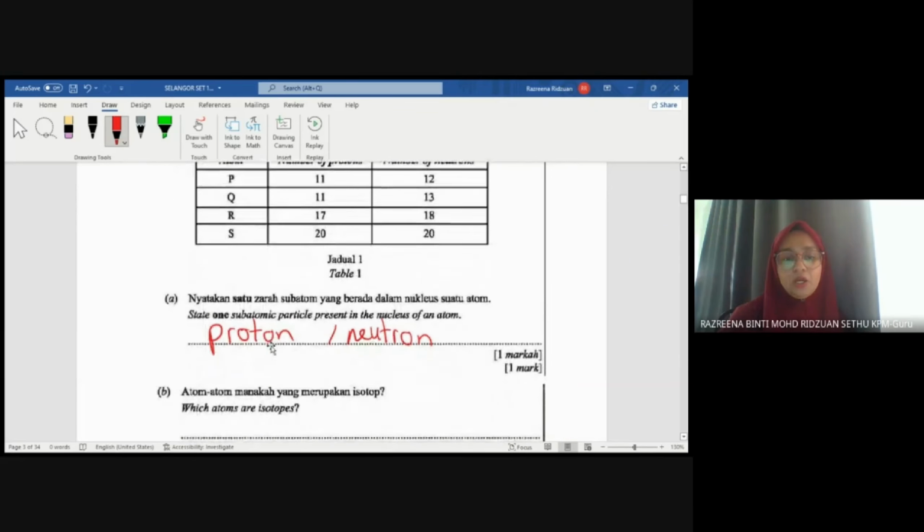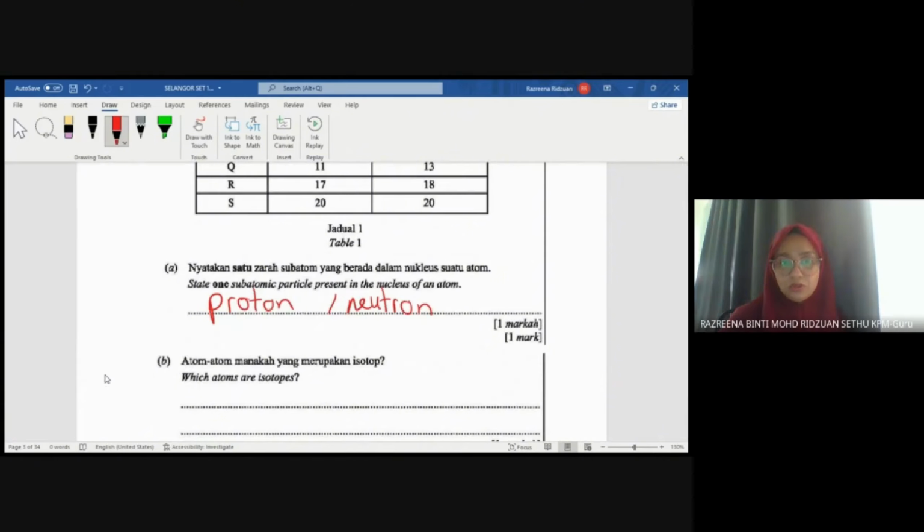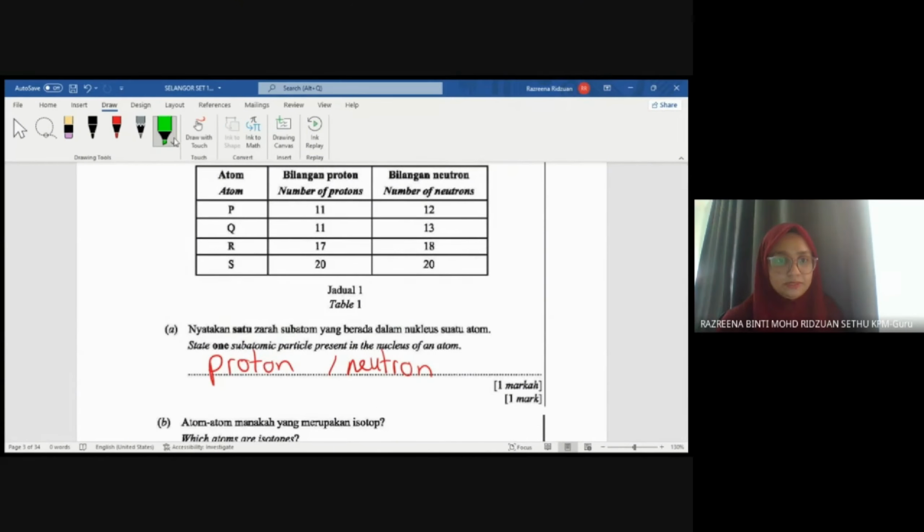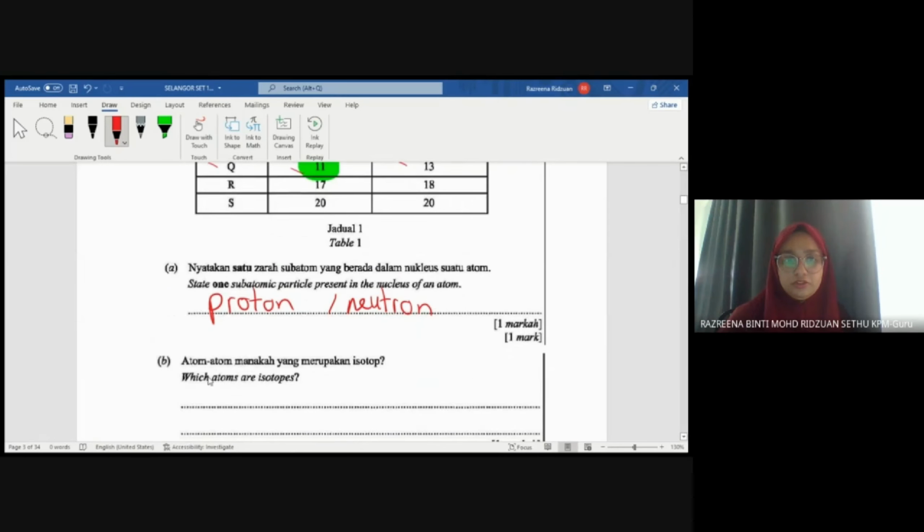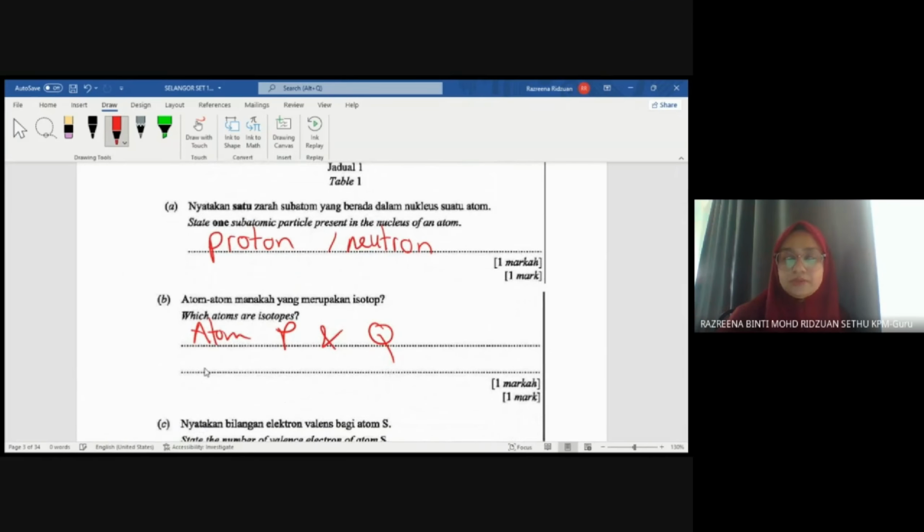Question B. Which atoms are isotopes? Look at the given atoms. You see here who has the same proton number. Because what are isotopes? Isotopes are atoms of the same element that have the same number of protons but different number of neutrons or number of nucleons. So write down atoms P and Q. They never ask the reason why, so no need.